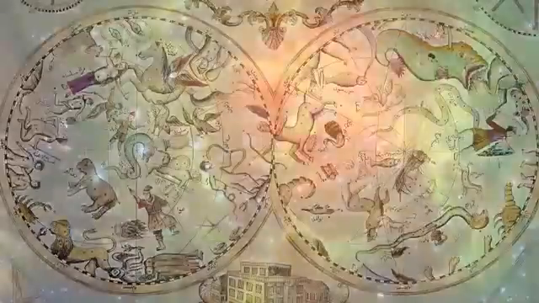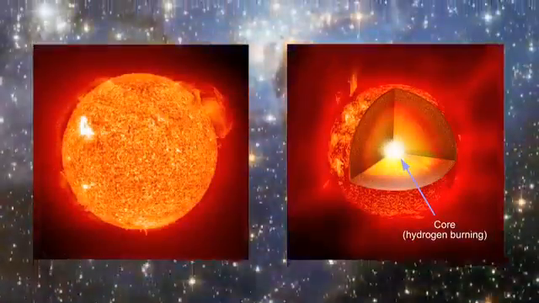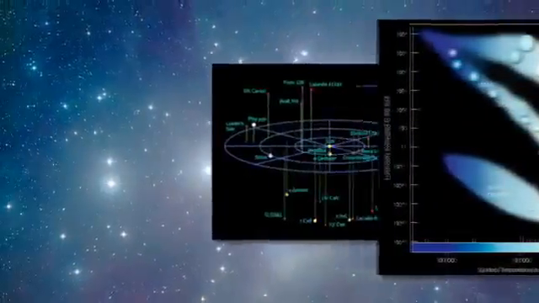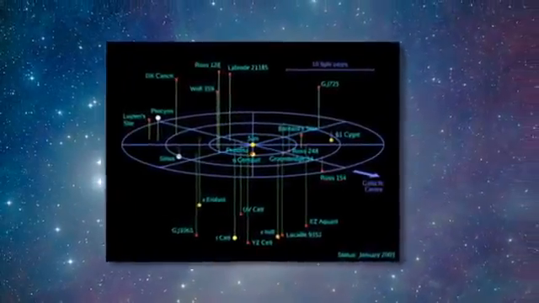Now we know that they are huge balls of fusing hydrogen and helium, that they come in different sizes, colors, and temperatures, that some are single, where others are in pairs or more, that they are all different distances from us. So how do you measure the distance to a nearby star?